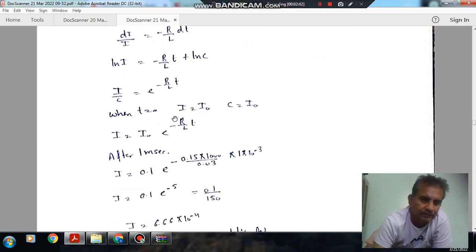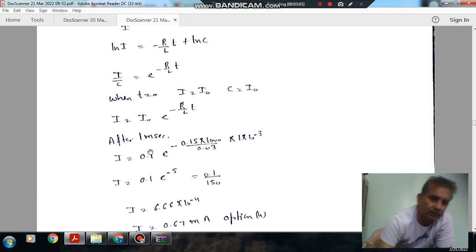When t is equal to 0, I is equal to the maximum current, because initially it is fully charged, and C will be I naught. So this equation becomes I is equal to I naught e to the power minus R by L t.